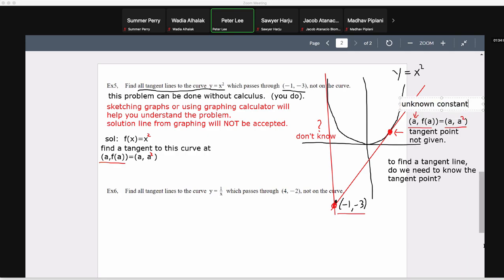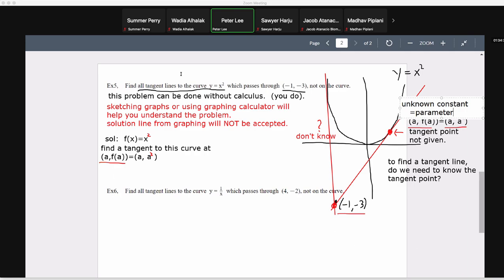Mathematically, we call this a parameter. A parameter is not a variable. A variable is something which changes value throughout the problem. The parameter is a constant. We don't know what the constant is, but it is not changing value. If it's 5, it's 5. If it's 6, it's 6. So if you take the derivative of A, you get 0. It is not a variable.